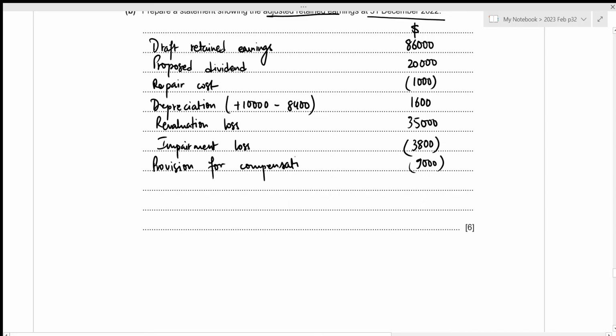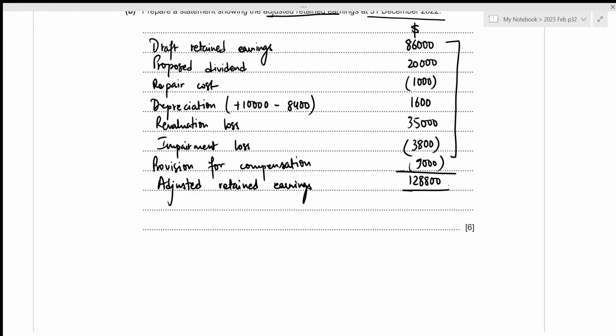Now we have adjusted all of the items, so we can now figure out our adjusted retained earnings. That's going to be the sum of these amounts: 86,000 plus 20,000 minus 1,000 plus 1,600 plus 35,000 minus 3,800 minus 9,000, which results in 128,800. This concludes the second part of this question. Let's move towards the third one.